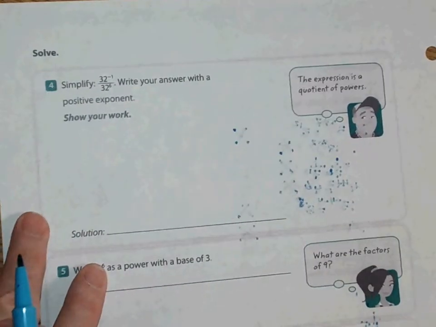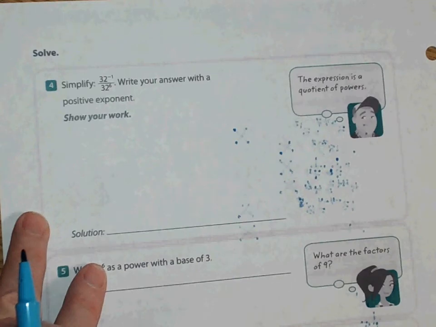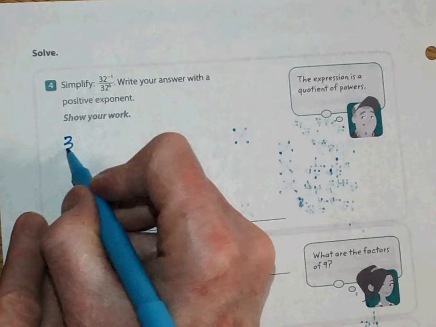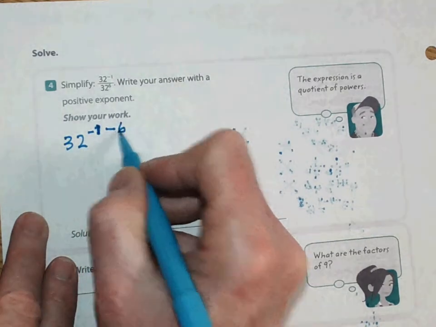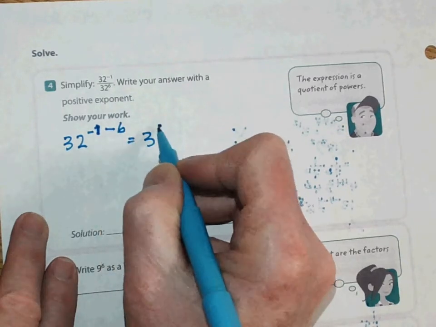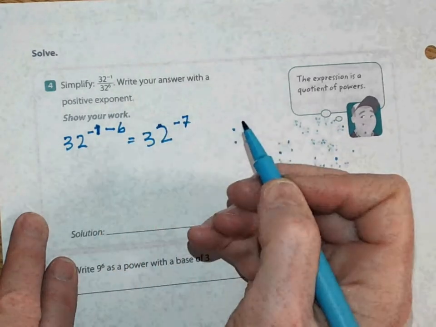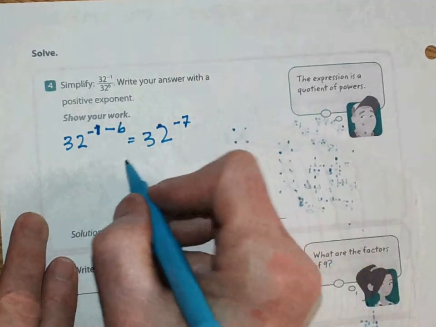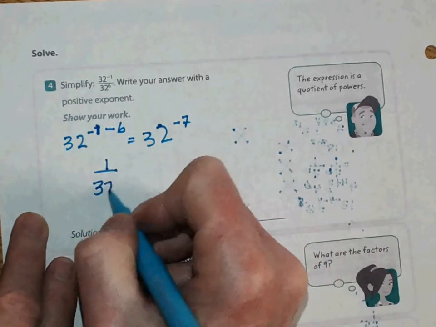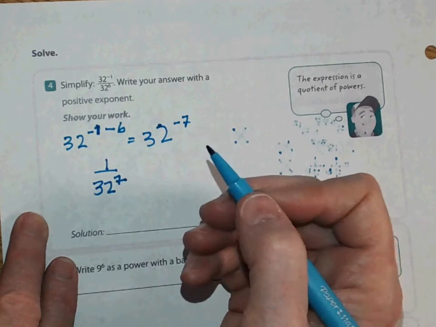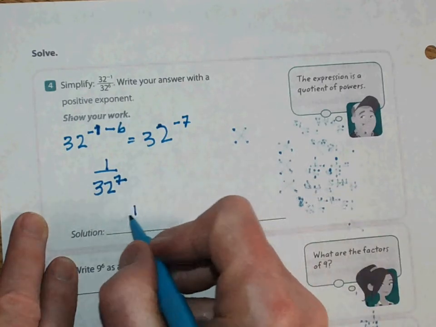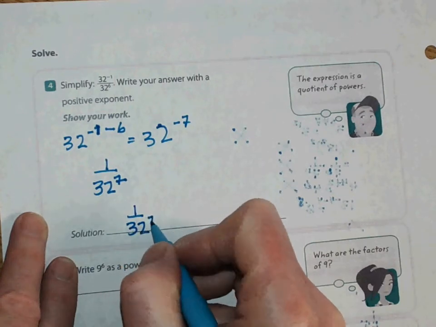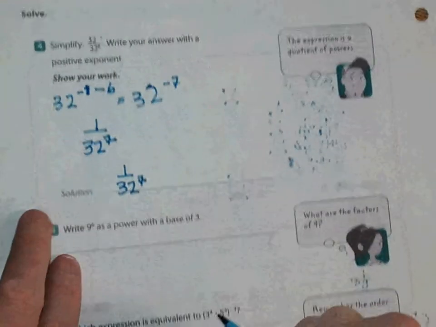Simplify 32 to the negative 1 over 32 to the 6th. I am going to go negative 1 minus 6. I get 32 to the negative 7th power. That is going to be the same as 1 over 32 to the 7th power. They want it as a positive exponent.